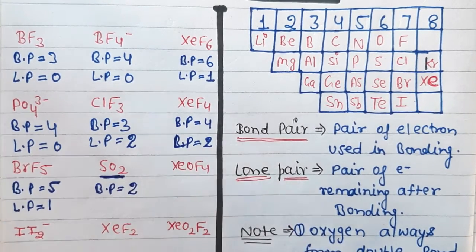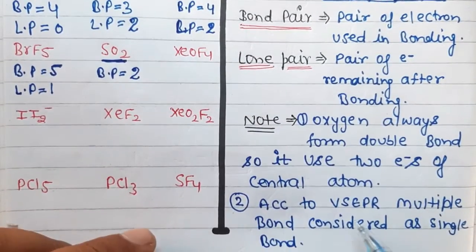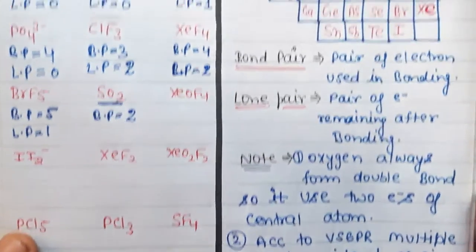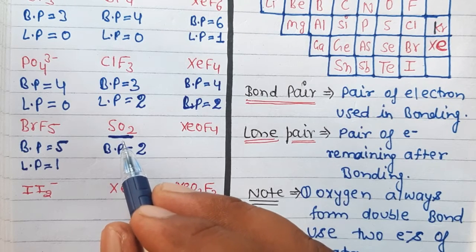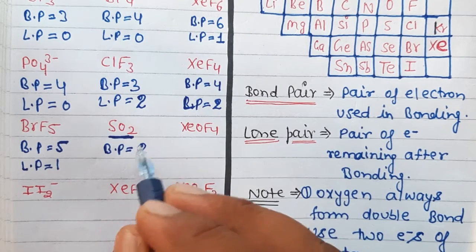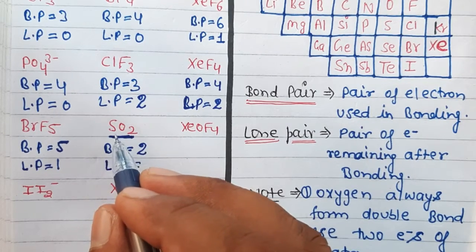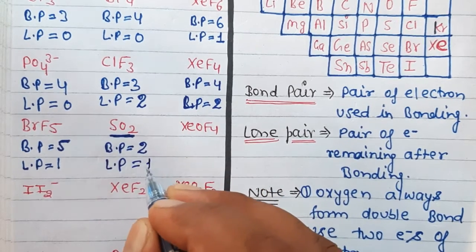Oxygen forms a double bond, but I already told you oxygen always forms a double bond, so it uses 2 electrons with the central atom. But according to VSEPR theory, a multiple bond is considered as a single bond. You have to remember this point. So here the oxygen atom forms a double bond, but according to VSEPR theory, we have to consider it a single bond, right? Your sigma bond. So the lone pair is what? Because sulfur has 6 valence electrons and it uses 4 electrons with this oxygen, the remaining electrons are 2. So the lone pair is 1.